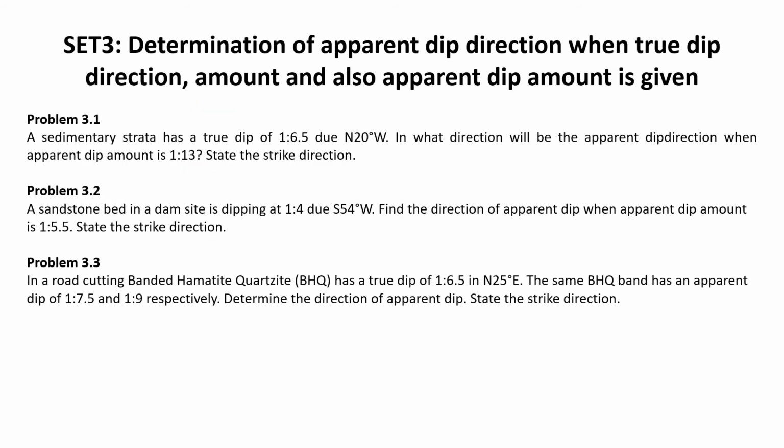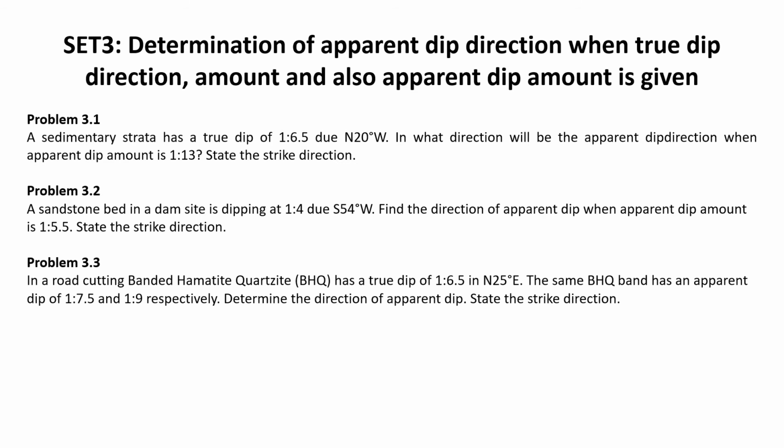Next, set number 3: the determination of apparent dip direction. We have to find out the apparent dip direction when the true dip direction, true dip amount, and also the apparent dip amount have been given. So there are 3 given things, and we have to identify the remaining 2 matters: the apparent dip direction, and we have to find out the strike direction as well.